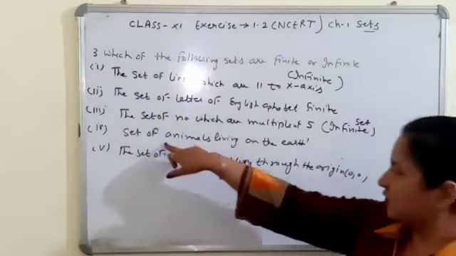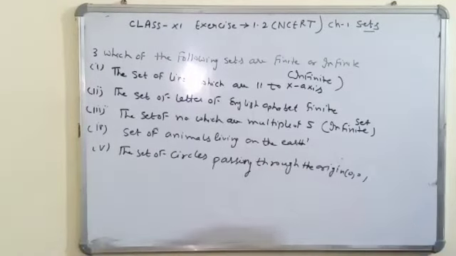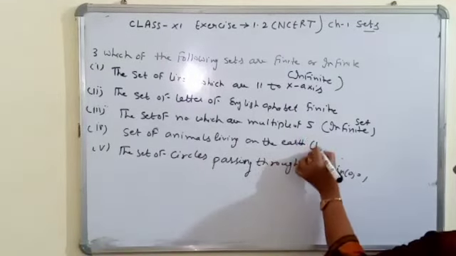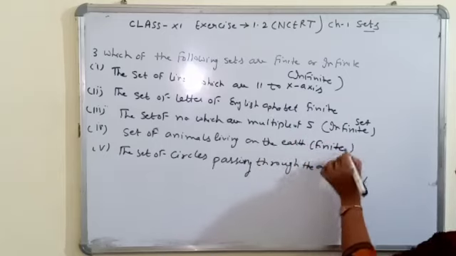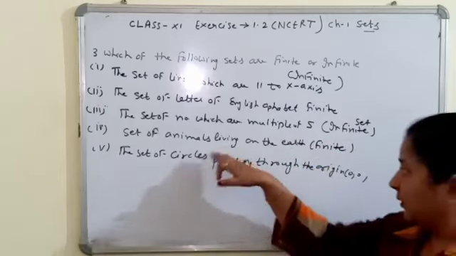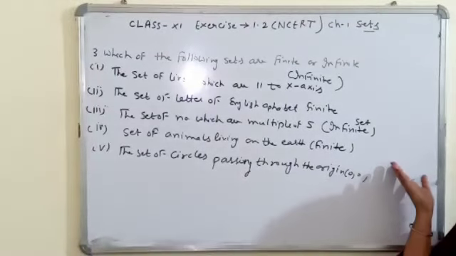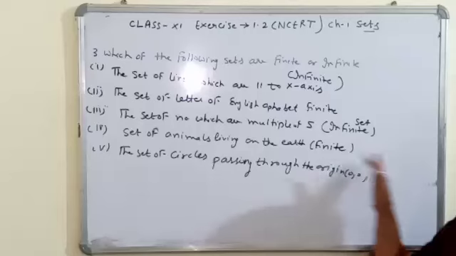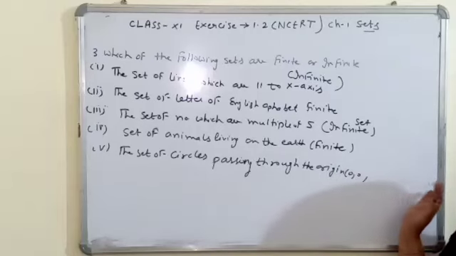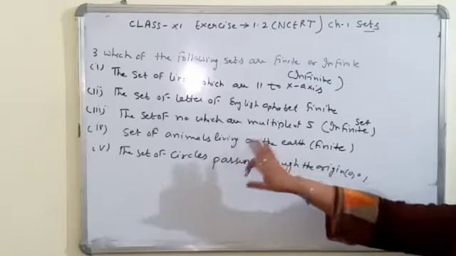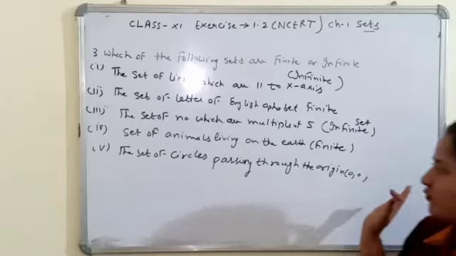Fourth one, the set of animals living on the earth. This is also an example of a finite set. We can count the number of elements on the earth. Similarly, as we count the number of humans, there may be a large number of animals on the earth, but still we can count them. So this is an example of a finite set.